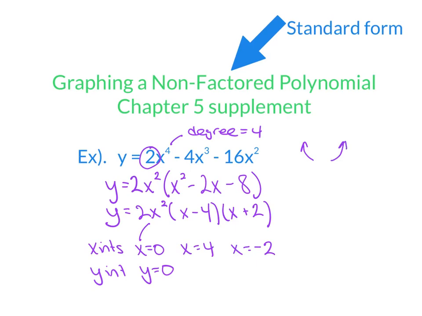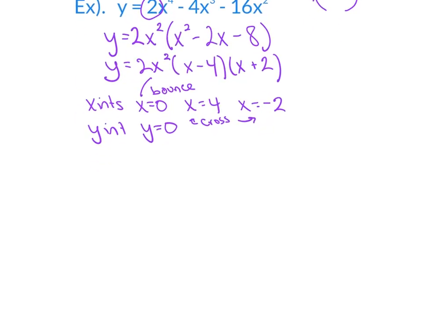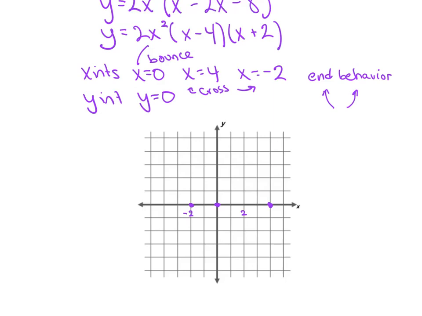As I've mentioned, I know that there's going to be a bounce point at x equals 0, and it will cross through the x-axis at x equals 4, and again at x equals negative 2. So let's put this all together on a graph. I've plotted the x-intercepts, and one of them happens to also be the y-intercept, so we're going through the origin there, or bouncing at the origin, I should say.